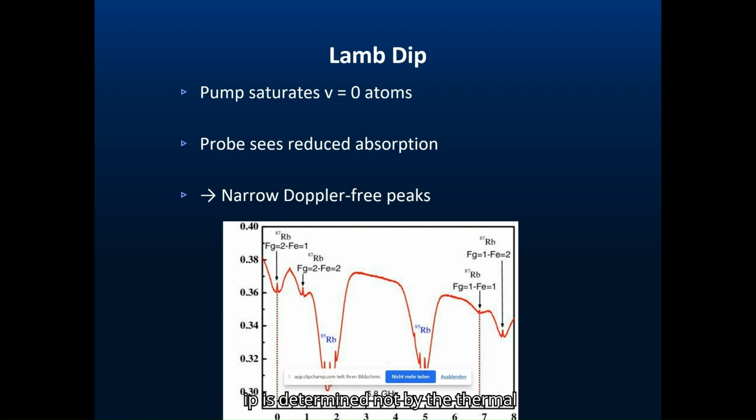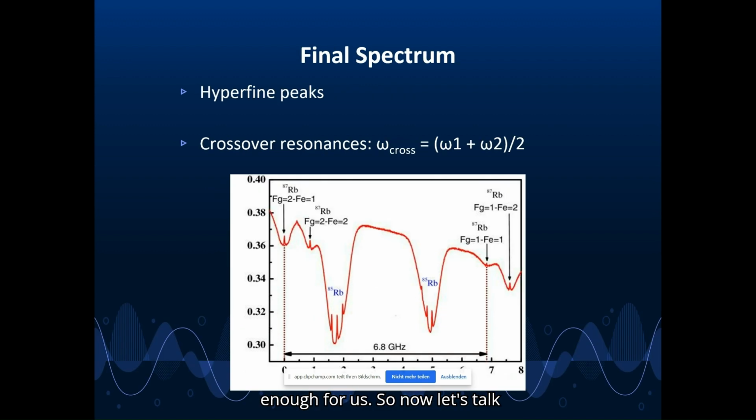Therefore, the width of the Lamb dip is determined not by the thermal velocity distribution, but by the natural line width of the transition, the laser line width, and the finite interaction time. This results in a line width on the order of a few megahertz, which is essentially Doppler free, or let's say this is by far good enough for us. So now let's talk about the final spectrum.